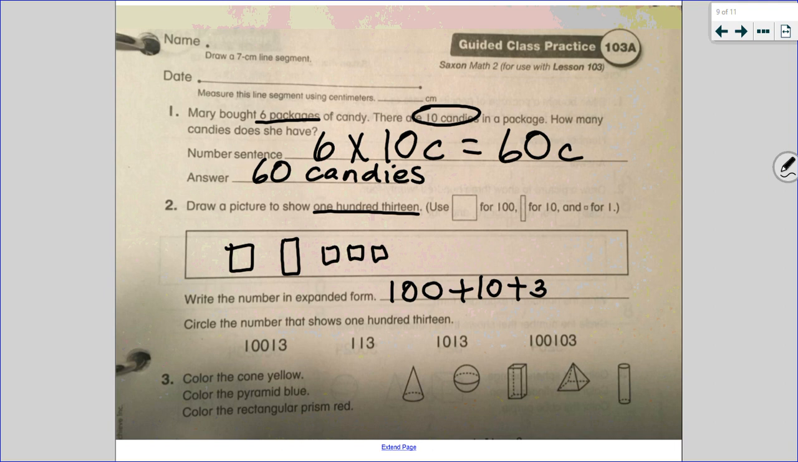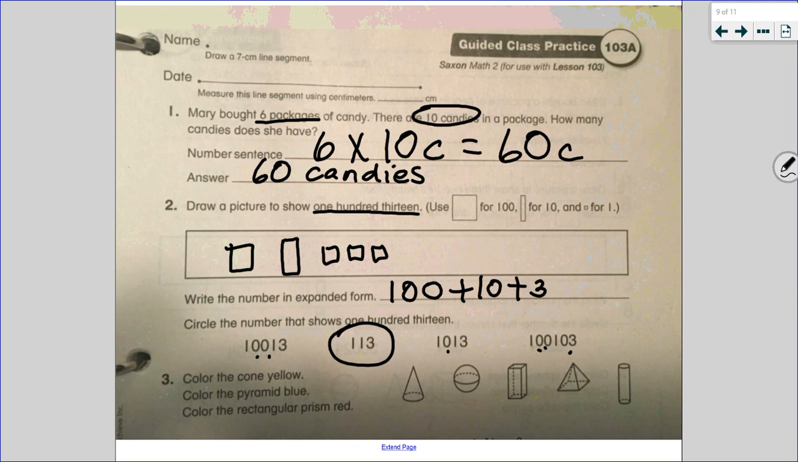Circle the number that shows 113. Well, that's not it. That's got a bunch of zeros. That looks like a lot of zeros. When I push all that together, I get 113. And that's what the number 113 looks like using those digits.